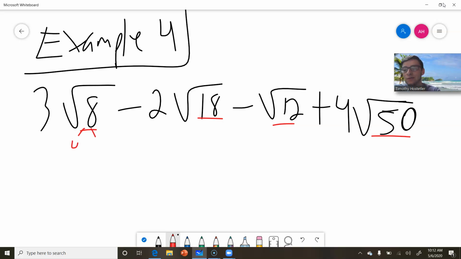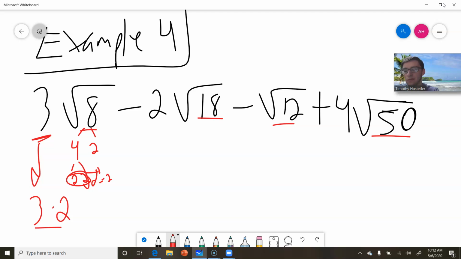So I do 8 is 4 times 2, which is 2 times 2. So I can pull those 2's out. I'm going to have 3, this guy, times the 2's. The square root of 2 squared equals 2, which is going to equal 6. And then what's left on the inside here? This little 2. 6 times the square root of 2.